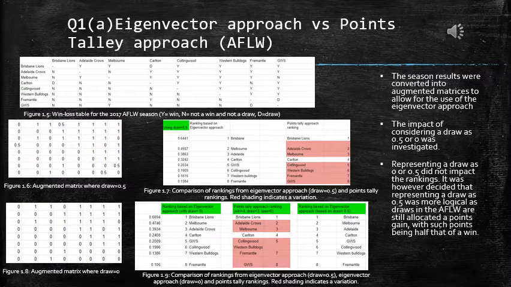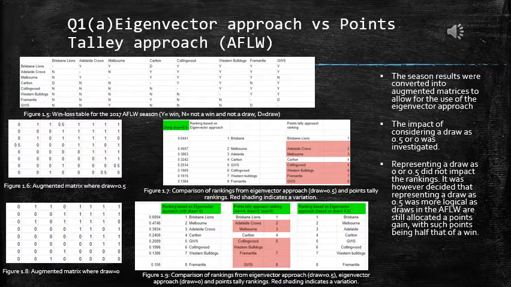In this instance, both 0 and 0.5 had no impact on the rankings produced by the eigenvector approach. It was, however, seen more fitting to use 0.5 as a value for a draw, as it aligned with the proportionality of points allocations within the AFLW.